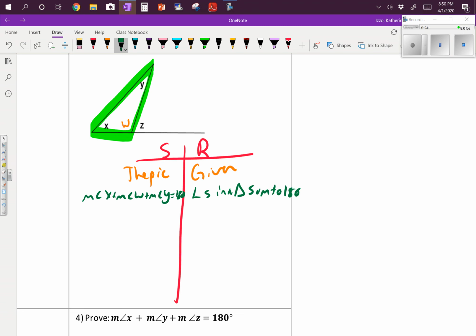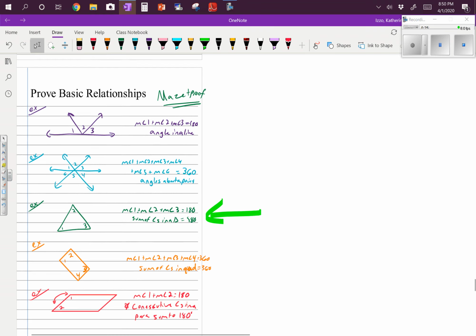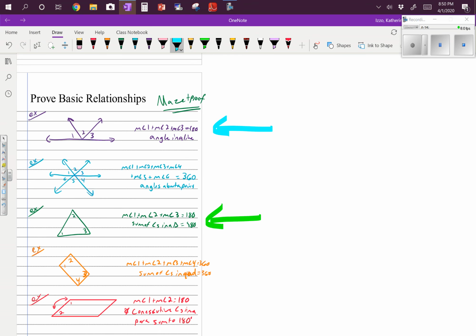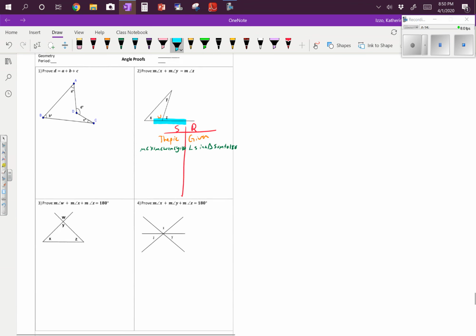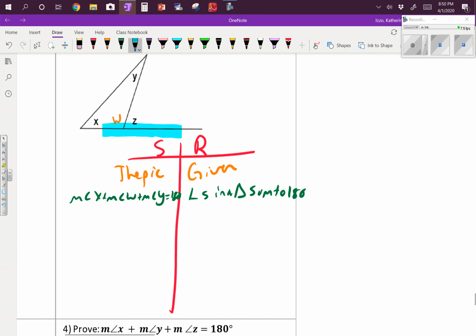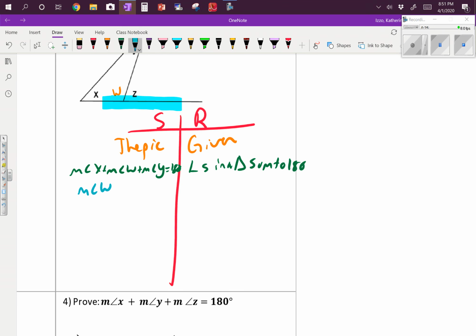Okay. So I see that there's a triangle. I notice that there is a triangle. So I say something about the triangle. Next thing I want to say about this guy right here. This guy is a line. And lines were another thing that we were supposed to take a look at. We've got a nice linear pair there. So I'm going to use that. And I'm going to say measure angle W plus measure angle Z equals 180 by angles on a line equals 180 or linear pairs.